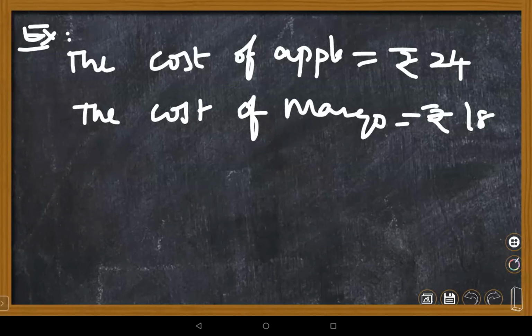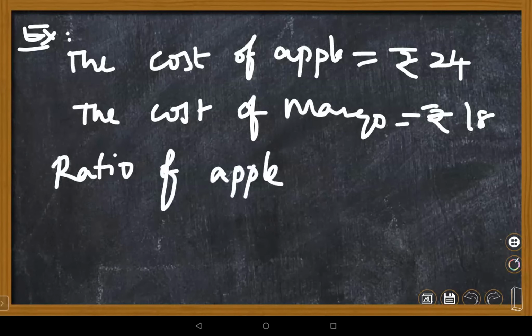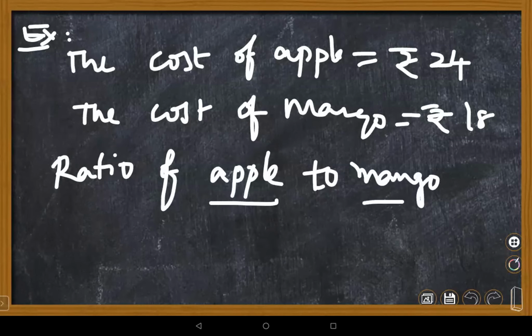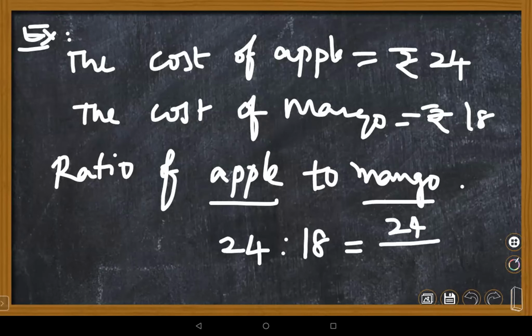But in ratios, children, we are doing division. Find the ratio of apple to mango. This is very important, children. Apple is first, apple to mango. How am I supposed to compare here? 24 is to 18. But the ratio should always be in simplified form, children. It is 4 is to 3. Always simplify, very good. 4 is to 3.